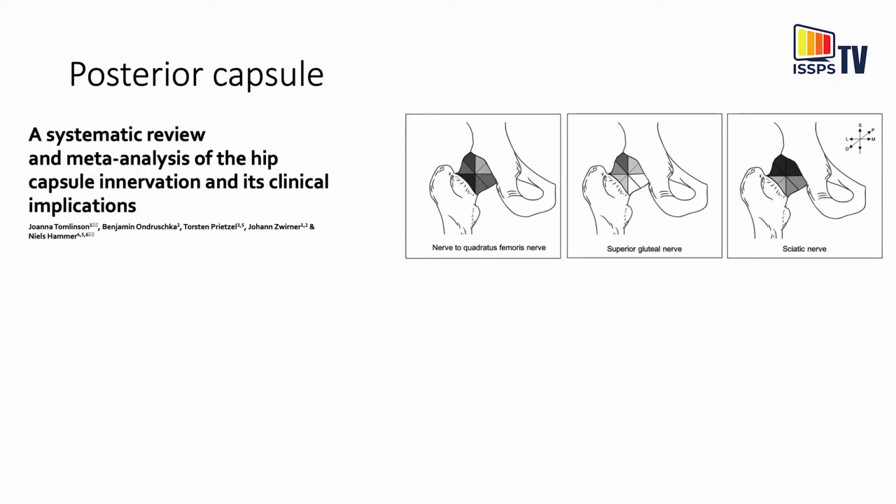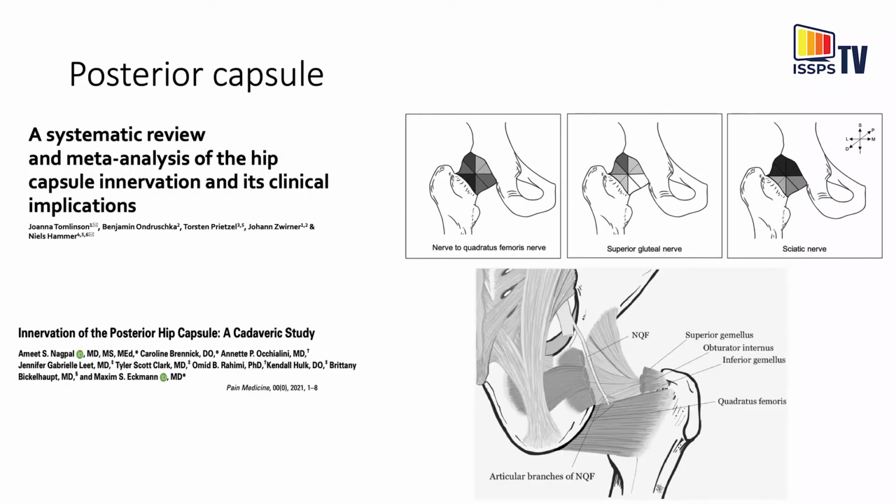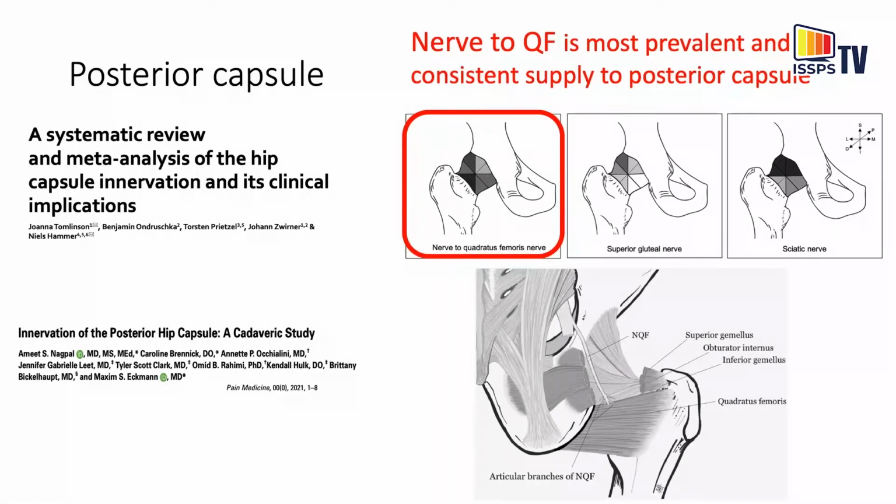Well, what about the posterior capsule? I think these two, one is a systematic review, and the other is a recent study from Texas. They shed light on what the contributions are. These are the 3 nerves: the nerve to quadratus femoris, the superior gluteal nerve, and the sciatic nerve. Now, just in case you don't understand, the most important message you need to know is that the nerve to QF is the most prevalent and also consistent supply to the posterior capsule, and along its course, you can easily catch it in the superior posterior capsule.